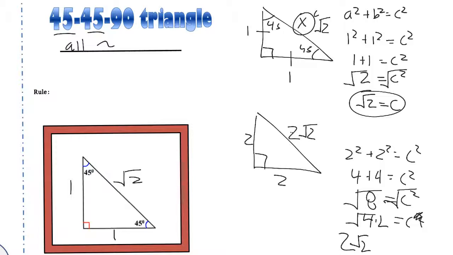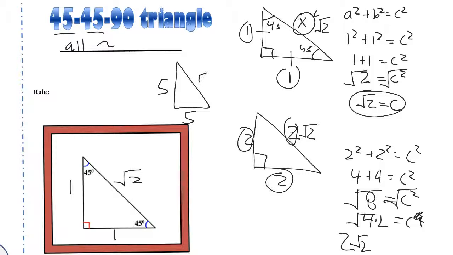So you might start to notice a pattern here. If this is a 2 and this is a 2, I get 2 radical 2. If it was 1 and 1, I get 1 radical 2. So if I had a bigger triangle that was 5 and 5, this would be 5 radical 2. So they all follow the exact same pattern, and it makes it easy to solve these triangle problems when we know we have an isosceles right triangle.